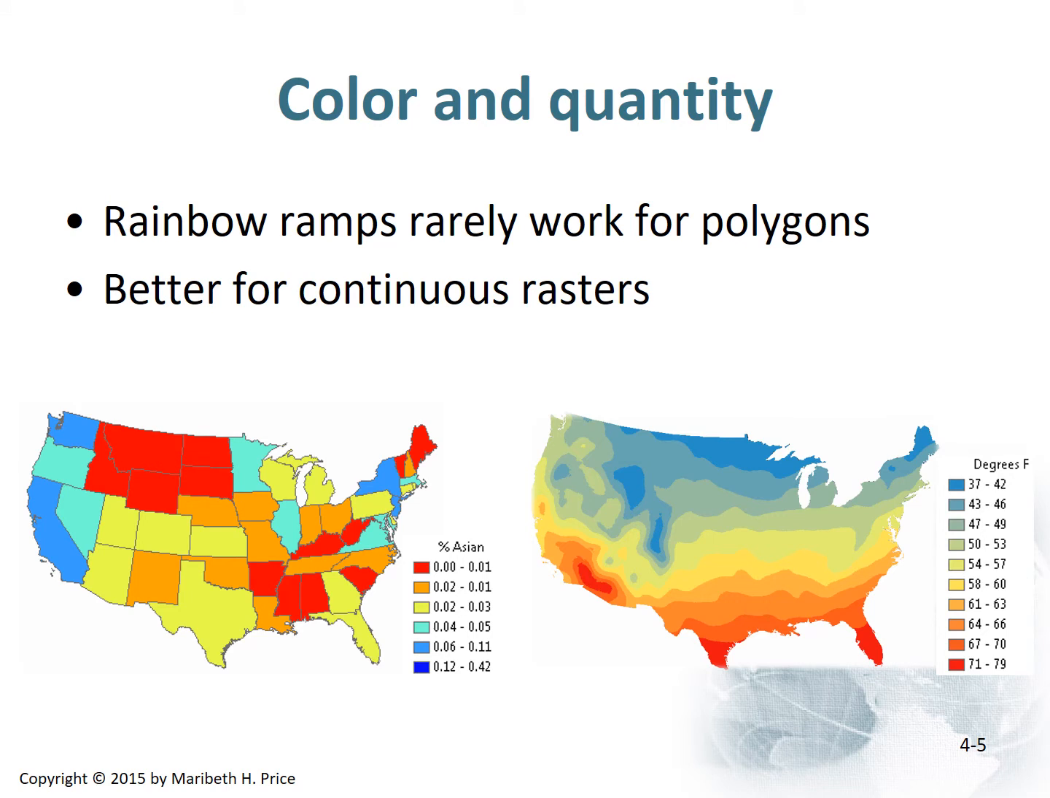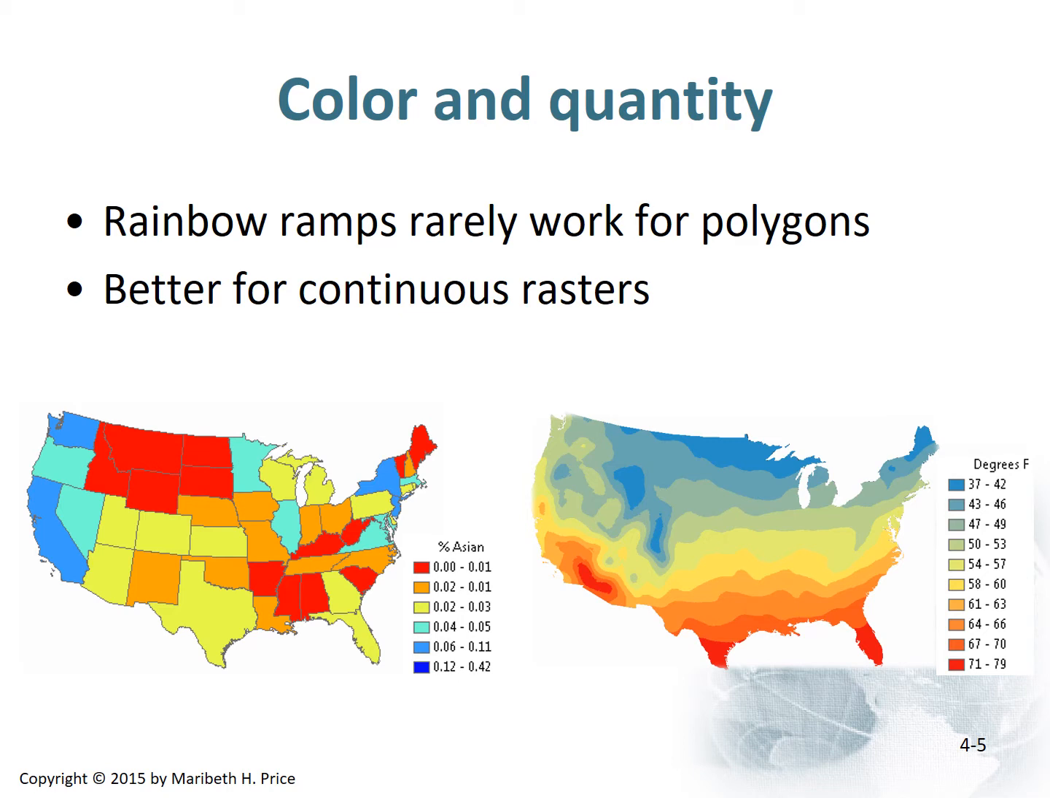So let's look at color and quantity. Rainbow maps rarely work on polygons. And the reason is, well, it looks kind of goofy, much like you see the map on the left. It just sort of looks like you let a 4-year-old loose with a box of crayons and they just started coloring in squares and polygons based on however they felt. And so it doesn't always look really, really good.